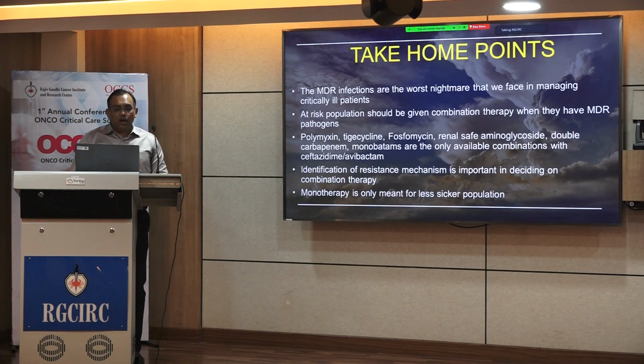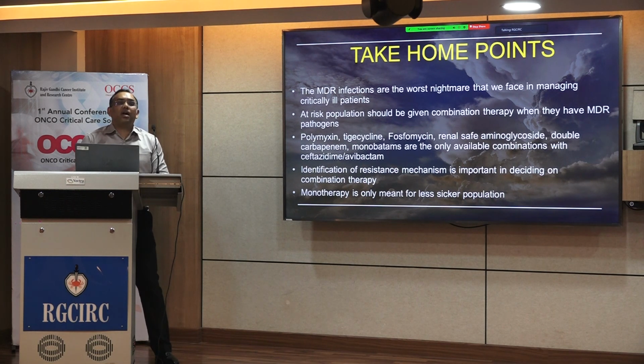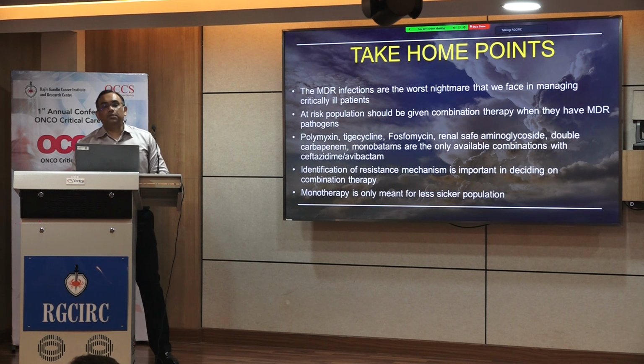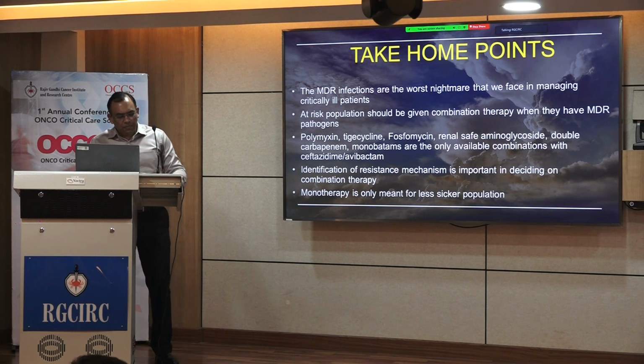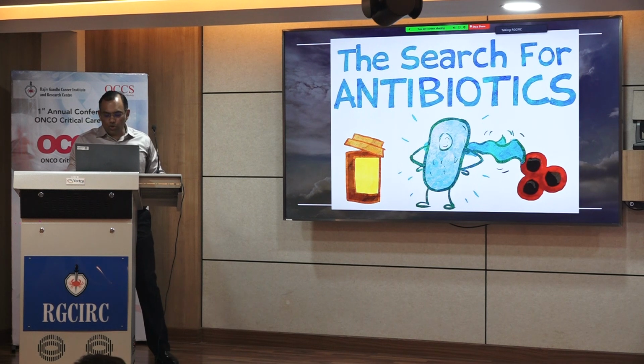So MDR infections are the worst nightmare that we face. At risk population should be identified, because this is one category where we will require this combination therapy. And combination means we are talking about polymyxin, tigecycline, fosfomycin, renal safe aminoglycosides, double carbapenems, adding of monobactams to ceftazidime-avibactam at present. Always identify resistance mechanism, try to look at your gene specific, and then you can actually modulate your antibiotic therapy. And monotherapy is meant for less sicker populations, and in routine critical care practice the importance is actually dying down. Thank you so much.